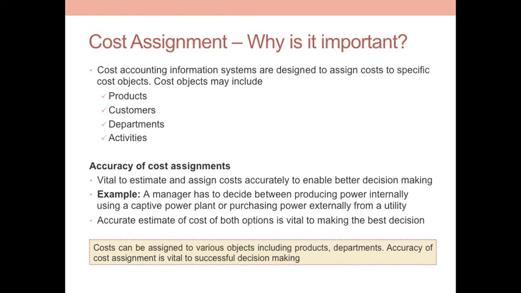Before we dive into the details of cost management, let's just try to understand why it's vital to estimate costs accurately and assign them to relevant cost objects. Cost objects can be anything from products, customers, departments, or activities, and assigning costs in this manner helps us to understand why certain costs are going up while others may be going down. It also helps us hold relevant people accountable for these costs. In the long run, assigning costs accurately also helps us make better decisions.